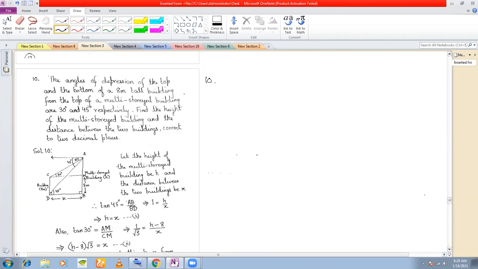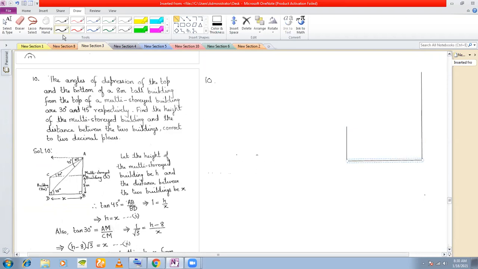So the angles of depression are given. Find the height of the multi-storied building and the distance between the two buildings, correct to two decimal places. Fine. So let us take a tower here. This is a long tower. And this is your building. And this is your ground level.